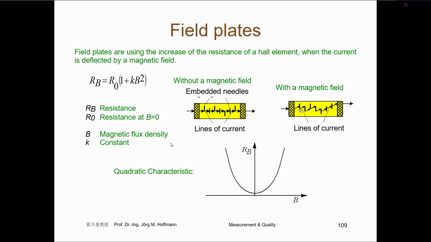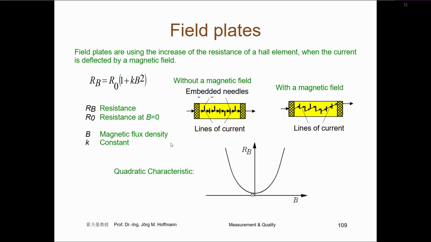But when you have a magnetic field, then you get an elongation of the way of the electrons, and by the needles you force this longer way, so that you have then a decrease of the current. The disadvantage is this is nonlinear, and you cannot say in which direction it's working.